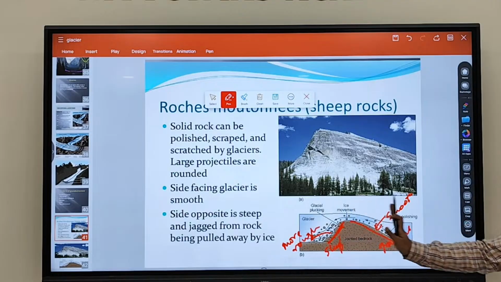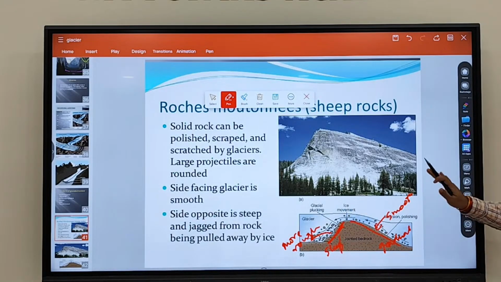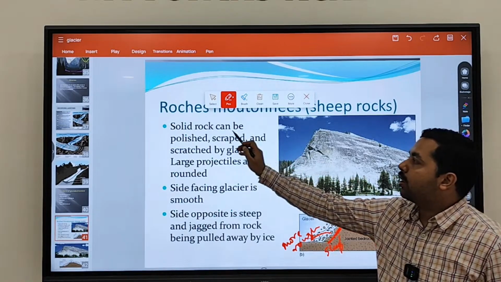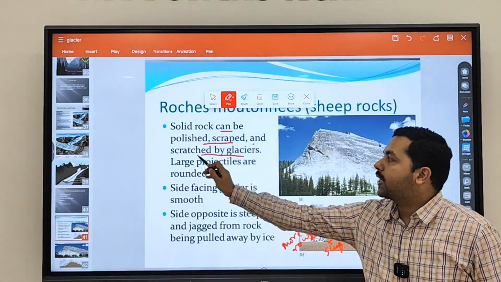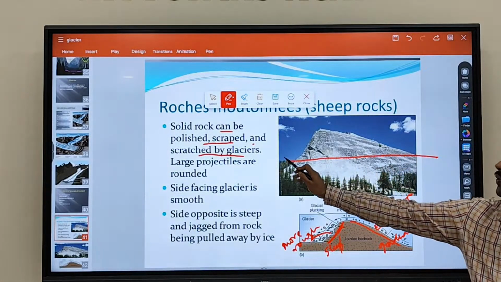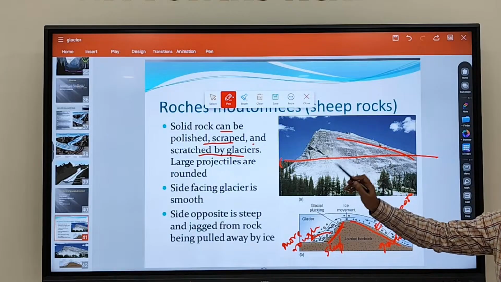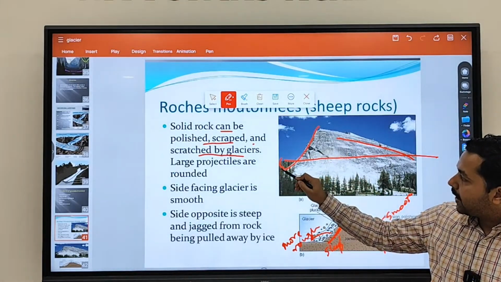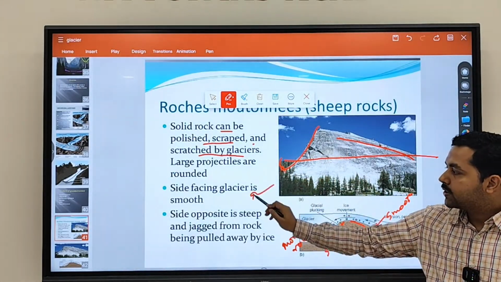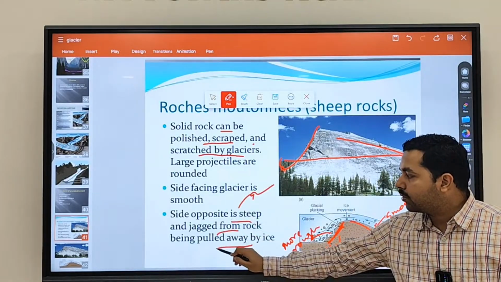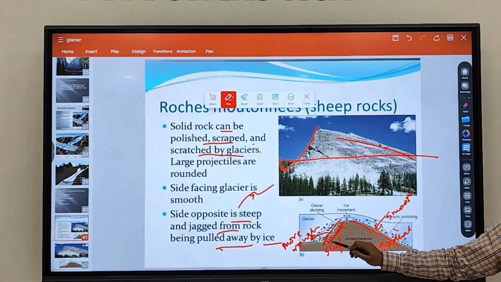So when such types of things appear, this is going to be called as what? Roche Mountain or a sheep rock. Okay, this is called a Roche Mountain or sheep rock. So you can see it is written: solid rock can be polished, scraped and scratched by the glacier. So when the glacier is moving from here to here, ice is moving from here to here, this particular part will be more smooth, while the other part will be nothing but more rough. Side opposite is steep and jagged from rock being pulled away by the ice. So this becomes more rough.